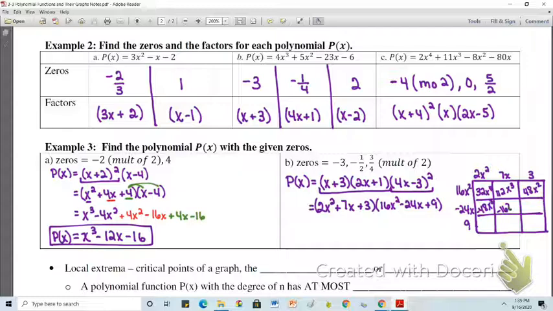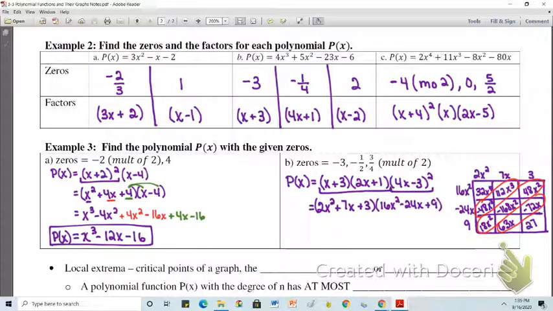Negative 168x squared. And negative 72x. 18x squared. 63x. And 27. The other thing I like about the box method is all of my diagonals hold my like terms. So I have an easy way to see what I need to combine.